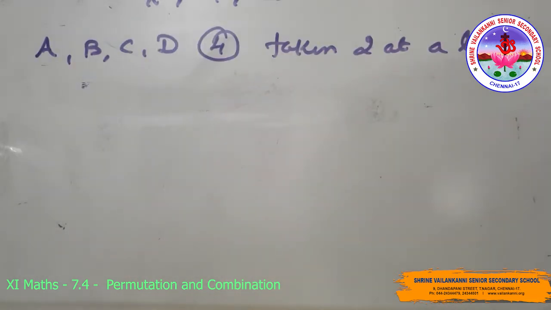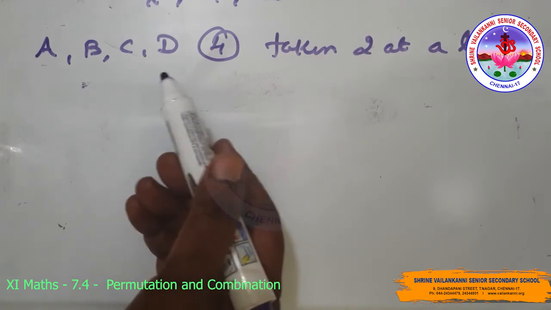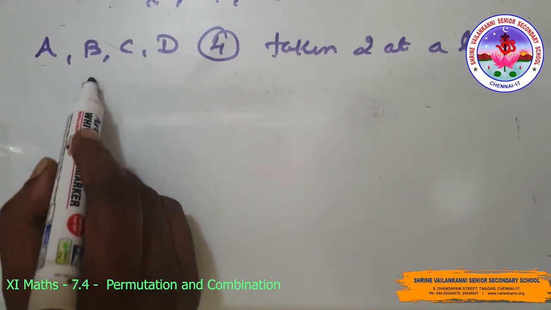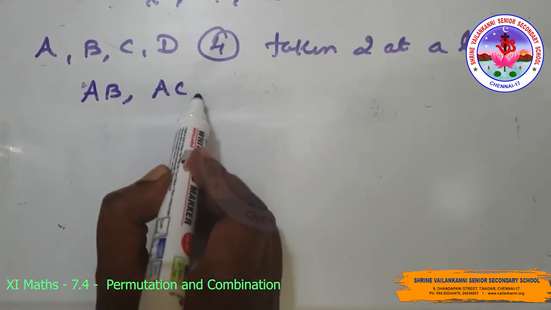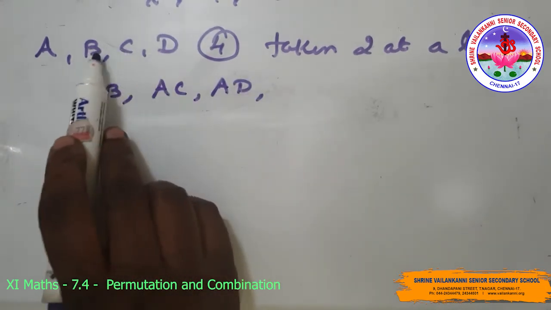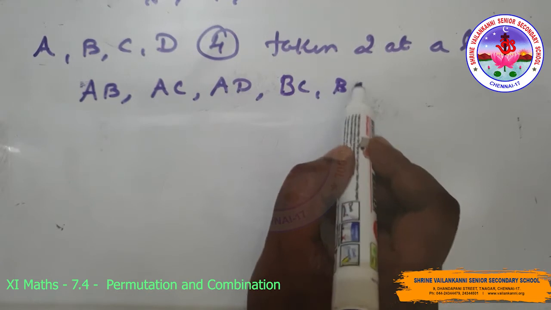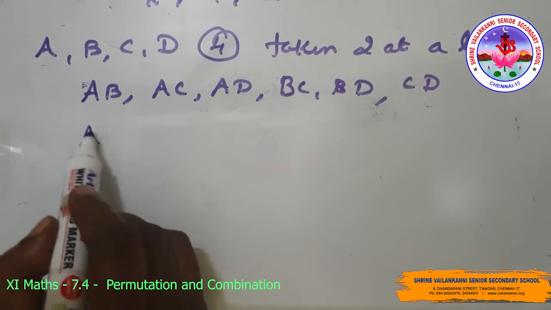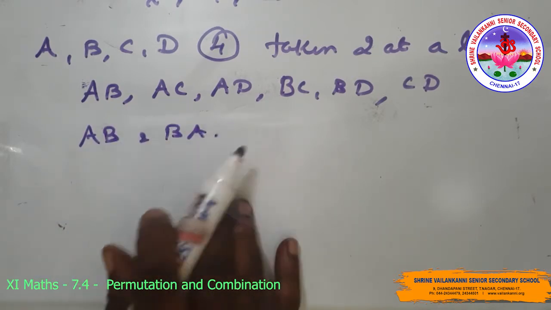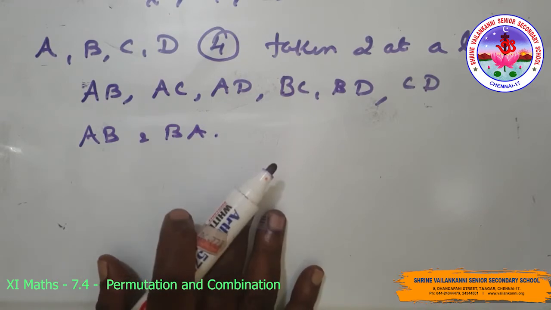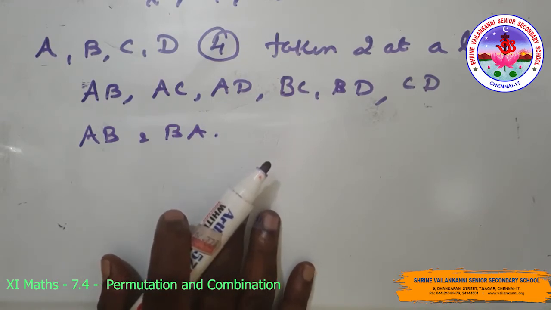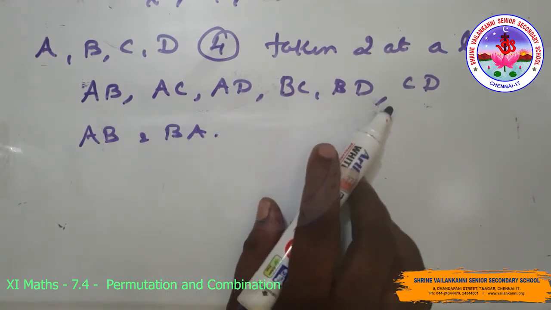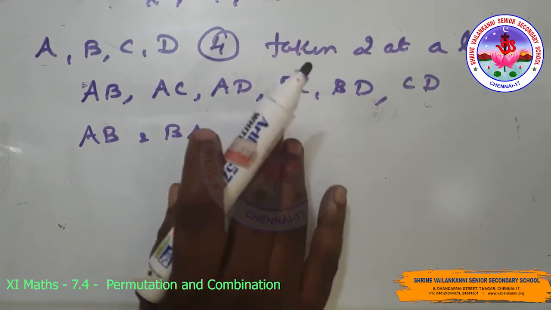Suppose we have 4 different objects A, B, C and D. We have to take 2 at a time to make combinations. So the combinations will be AB, AC, AD, then BC, BD, then CD. AB and BA are the same combination. Order does not alter the combinations. So there are 6 combinations that can be formed from 4 different objects taken 2 at a time.